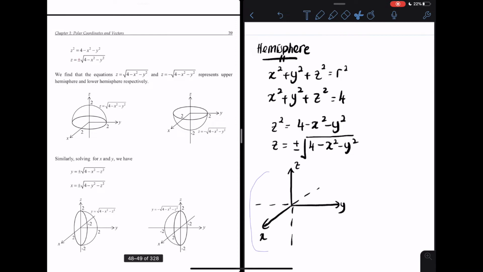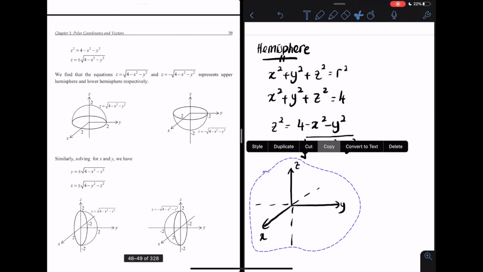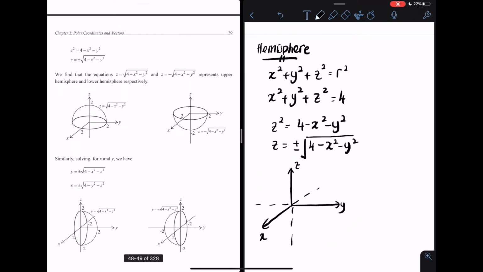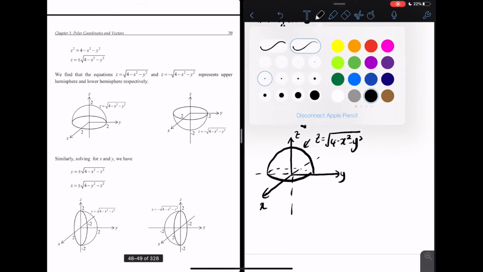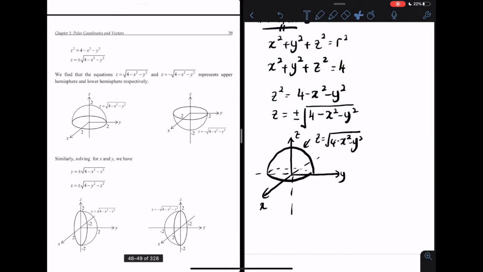Okay, let me do something so that I can get the axis easily later. So this is the hemisphere. When you let z be the subject of your equation, you will get two hemispheres. The upper hemisphere can be represented as z equals positive square root of 4 minus x squared minus y squared.